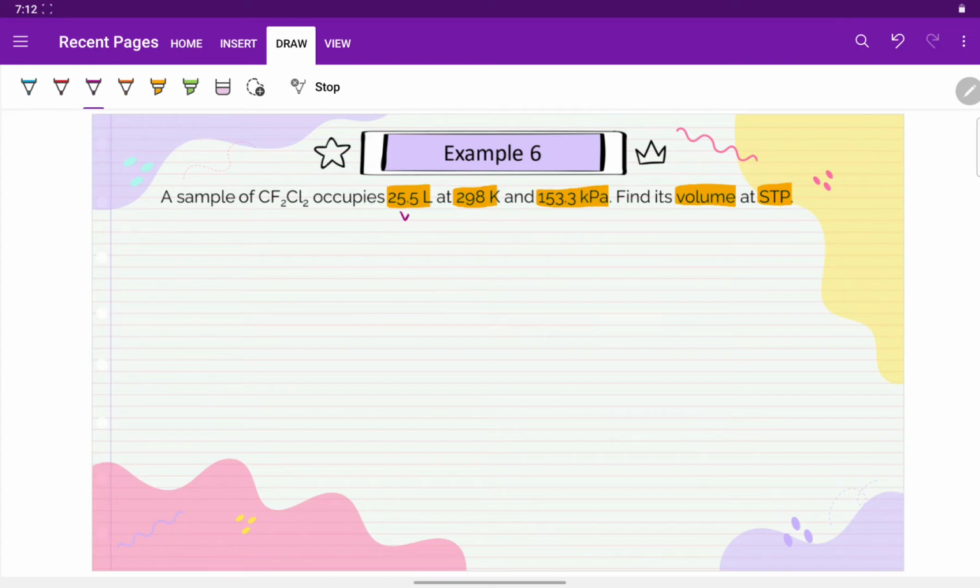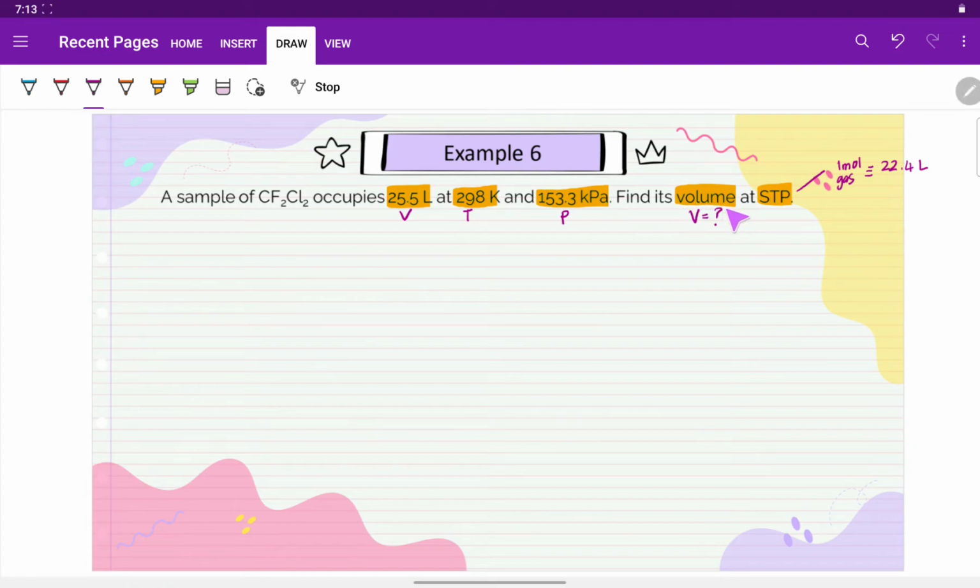So, kita ada volume dekat sini. Kita ada temperature already in Kelvin. Kita ada pressure in kilopascal. And then the question asks what is the volume. Okay, so volume diminta kita cari at STP. Okay, so bila awak jumpa je STP, apa yang awak kena nampak adalah okay, 1 mol gas akan occupy 22.4 liter volume.